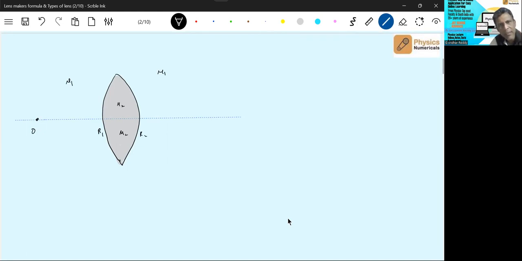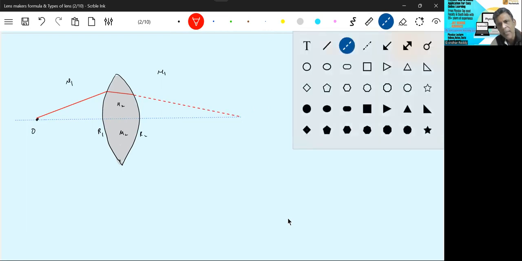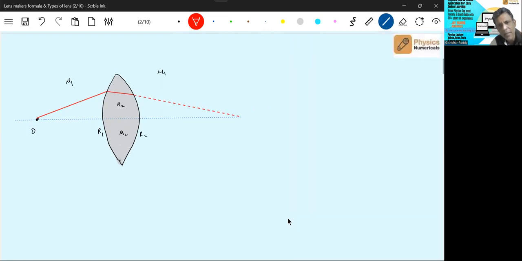The ray which is incident, let me choose the red color, will undergo refraction here. It is moving from, let's assume, rarer to denser, will undergo refraction, and finally wants to meet the optic axis somewhere here. But again, the ray will further undergo refraction and finally will converge at this particular point.